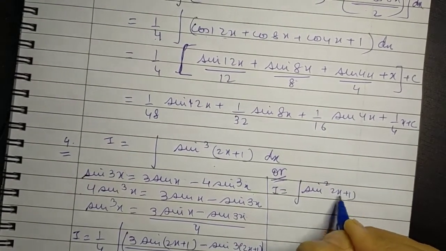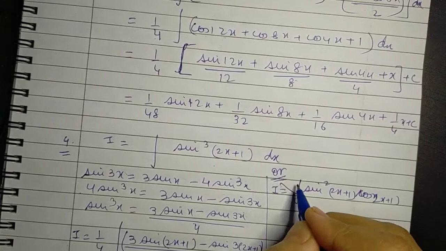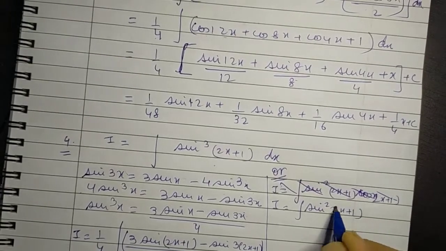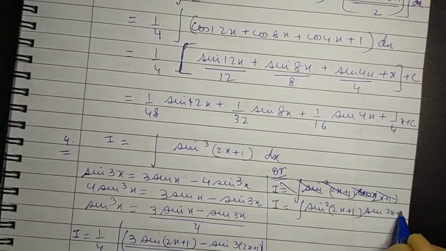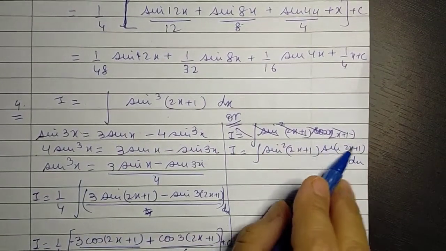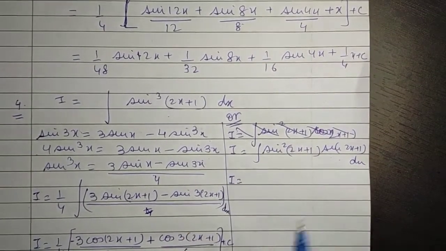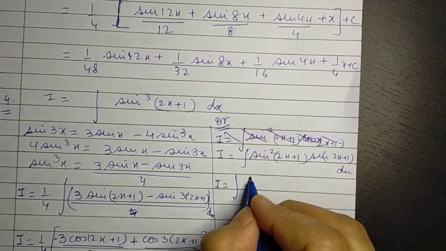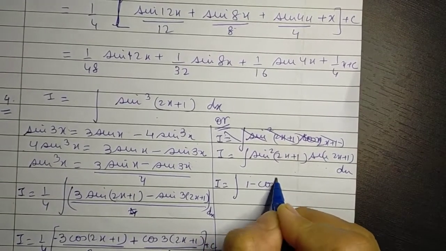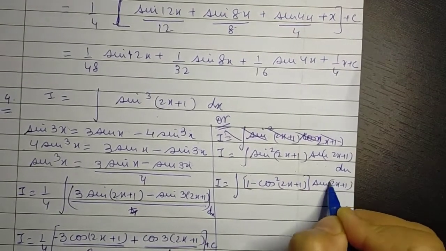sine squared (2x plus 1) into sine (2x plus 1) whole into dx. Like sine cube, I have split into one sine function and the sine of the remaining power. So what do I get? Now this sine squared, we know that sine squared x plus cos squared x is 1, and so sine squared x can be written as 1 minus cos squared (2x plus 1) into sine (2x plus 1) into dx.